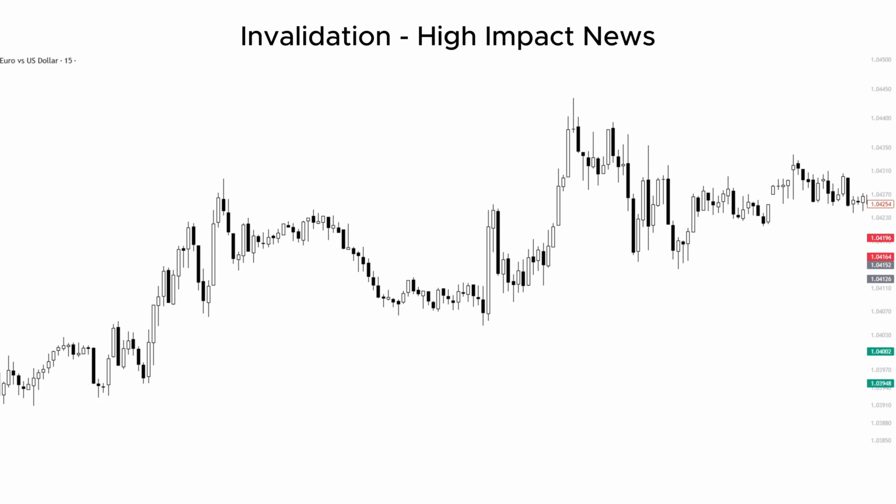Now you need to be careful of invalidations. One of the most common ways the market will invalidate this strategy happens when there are high-impact news incoming near a textbook perfect price action that has first respected the plan. So let's look in here to understand how that would look.